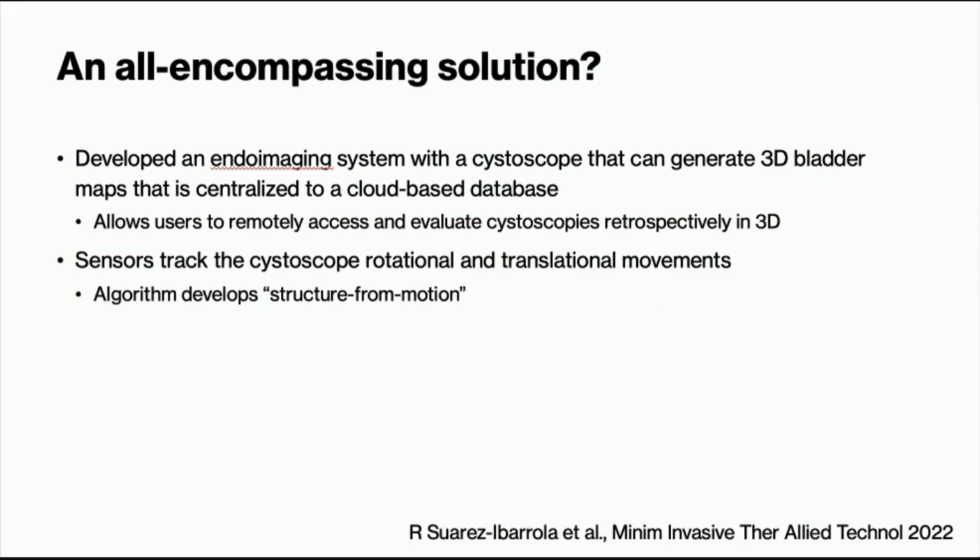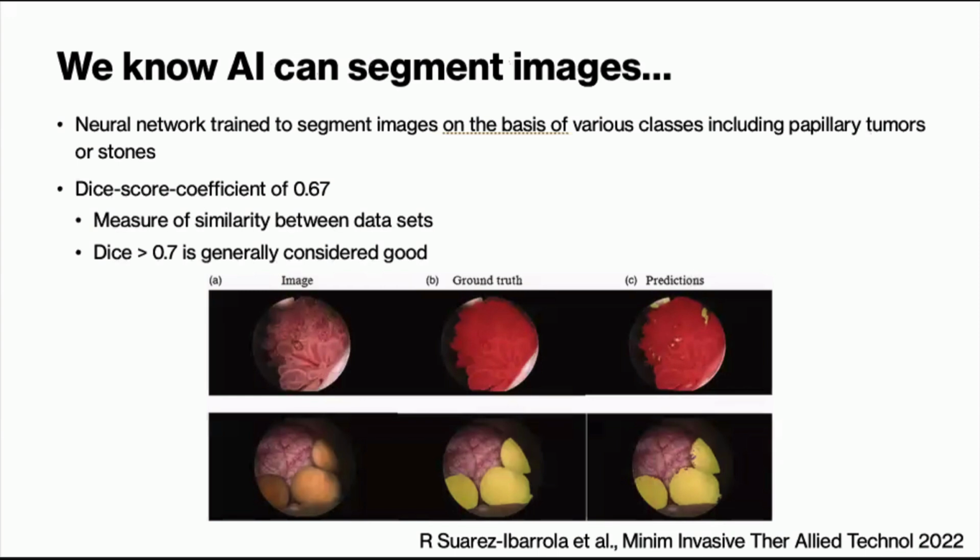But it goes beyond that. Is there an all-encompassing solution that incorporates all of these different technologies? Well, Suarez and Ibarola developed something of an endoimaging system where there are sensors attached to the cystoscope that can track the rotational and translational movements, and an algorithm then subsequently develops a 3D bladder map. But not only that, it also segments images.